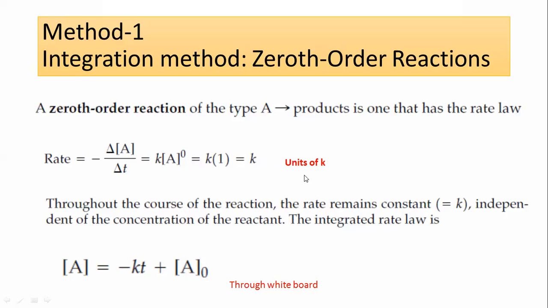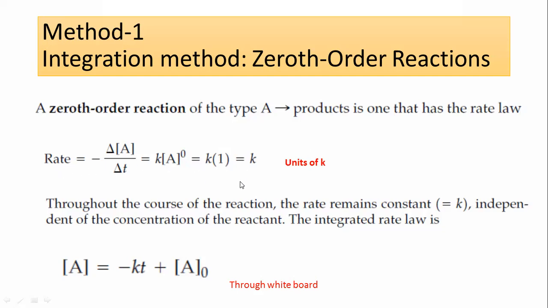So I am finishing with the units, and then I will take your questions. What would be the unit of the rate constant for the zero order reaction? Look at the value over here, because at the start the rate is equal to k concentration power 0. If it is power 0, that will equal 1. That means k will be equal to the rate.